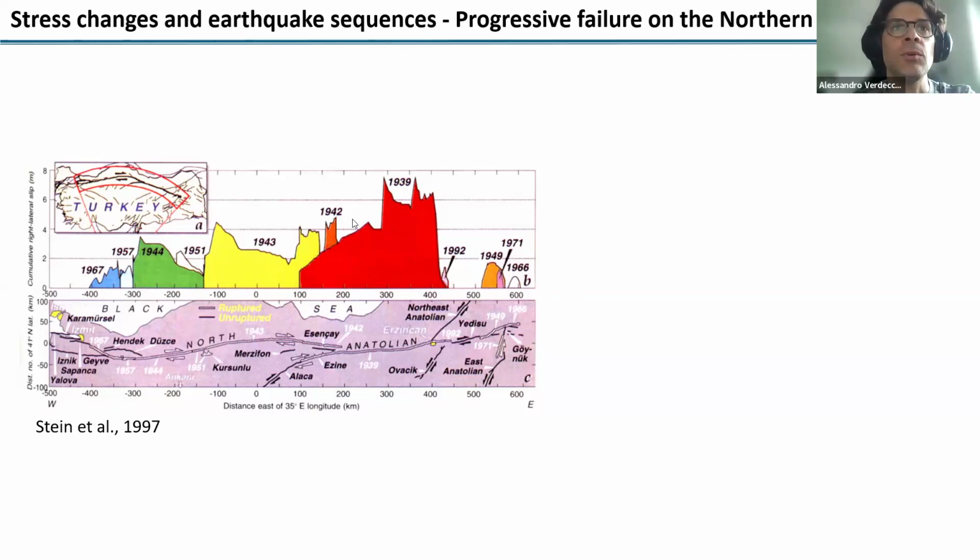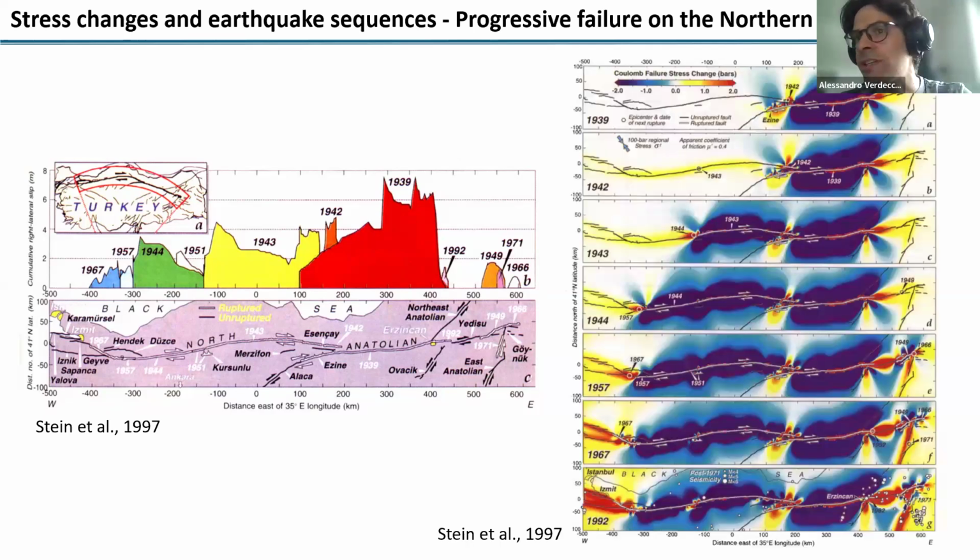The 1931, you can see it here. This is the cumulative bilateral slip. So basically, all this area below the red area is proportional to the magnitude of the event. 1942, 43, 44 here, 51 in the middle, 57, 67. So a very clear domino effect that was, of course, explained by a paper of Stein et al. with Coulomb stress interaction. Very simple.